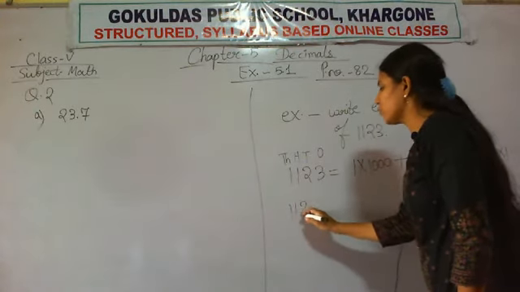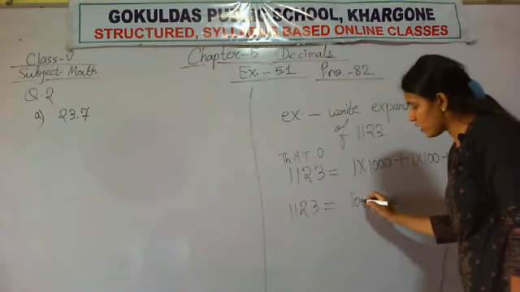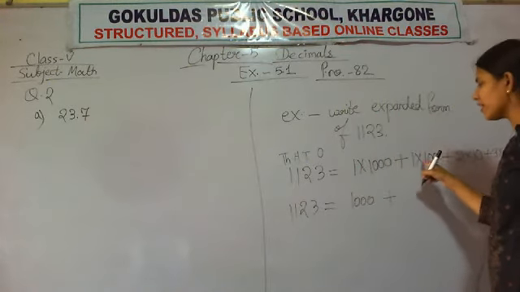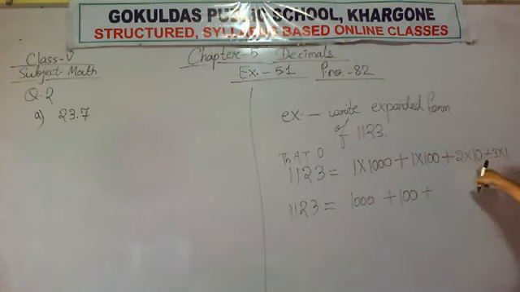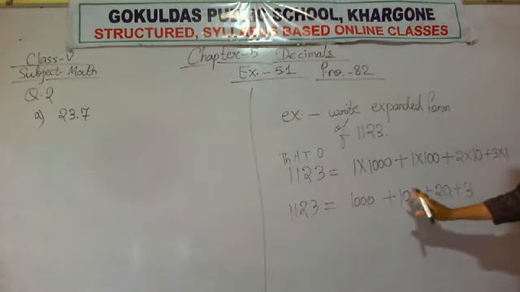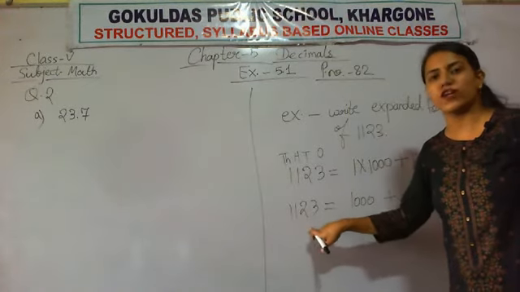Now 1123 is equal to 1 into 1000, which is 1000, plus 1 into 100, which is 100, plus 2 into 10, which gives you 20, plus 3 into 1, which gives 3. So 1000 plus 100 plus 20 plus 3 is the expanded form of 1123.